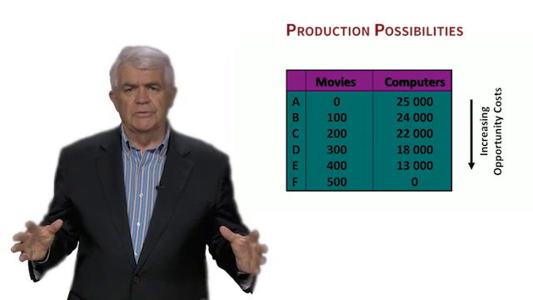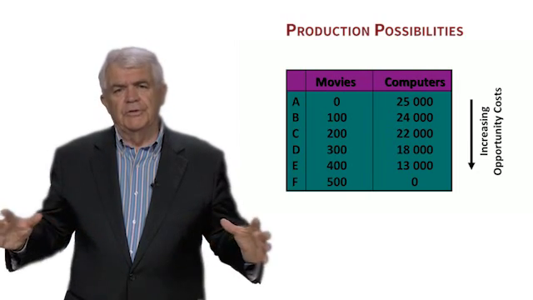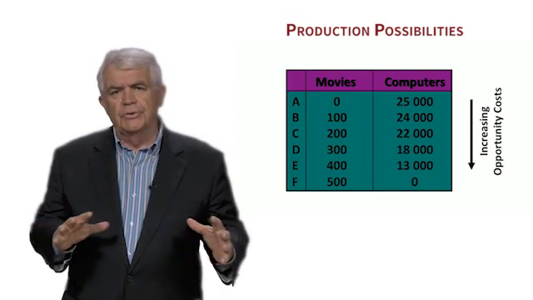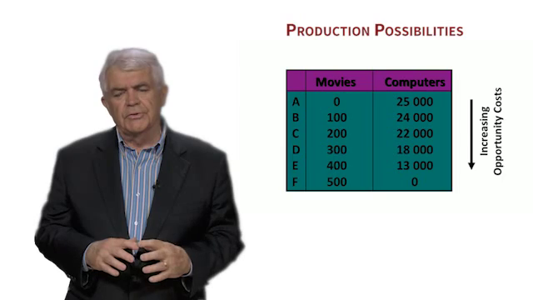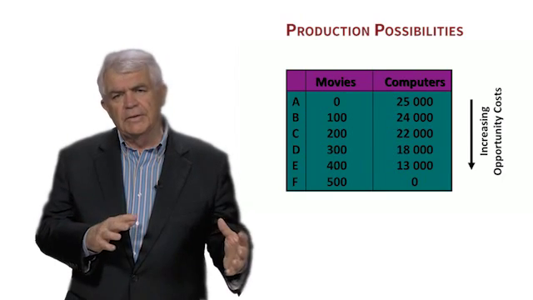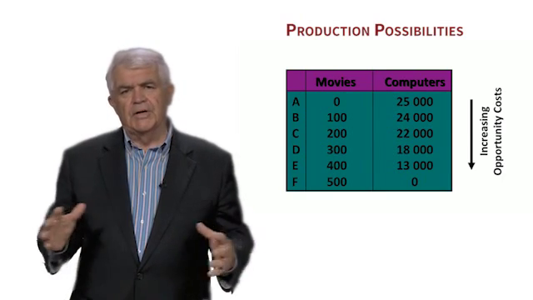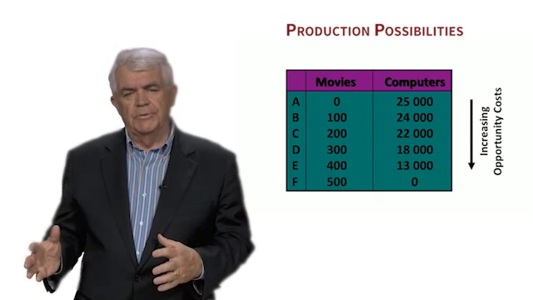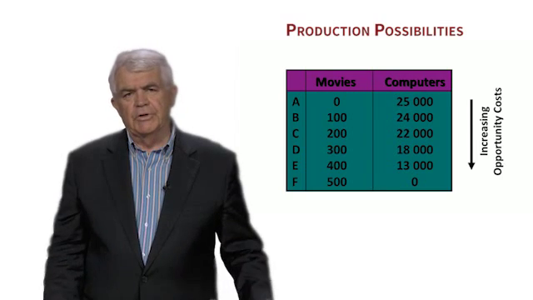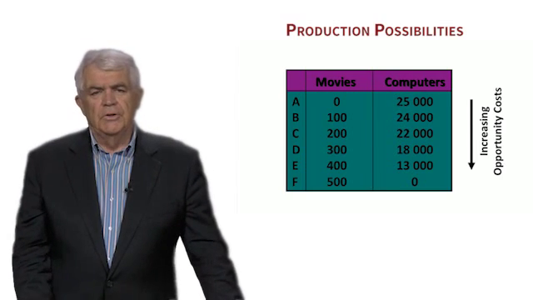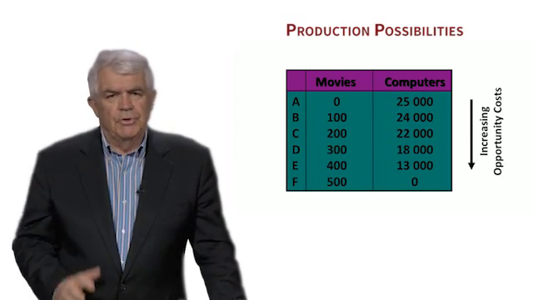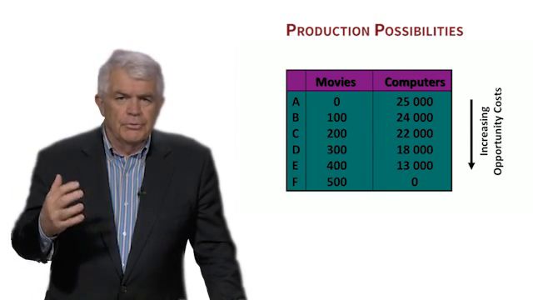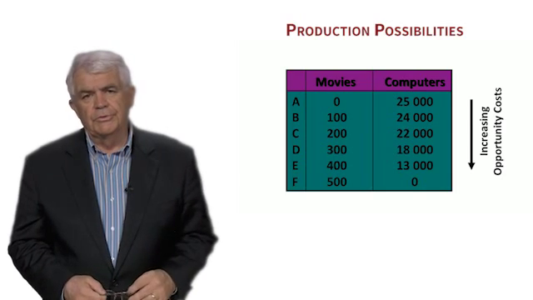So you want to imagine the economy at pretty close to normal times, full employment if you like, where resources are available to use in different sectors, and then think about what happens as sectors get more or fewer resources from time to time. And this numerical illustration tries to show that. So there are several options. You can produce no movies, in which case you get 25,000 computers. Just all the resources in the economy are going into producing computers.